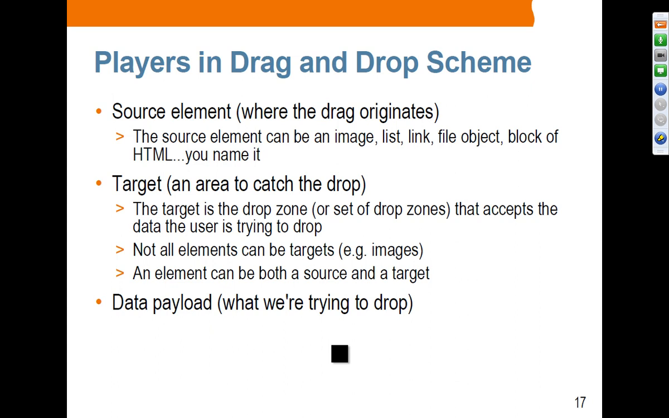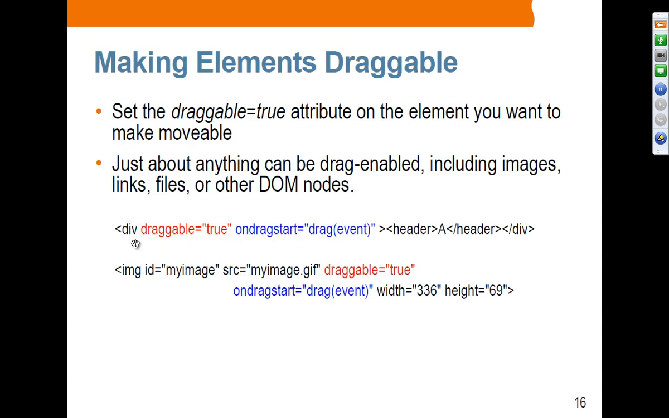So in the drag and drop scheme, there are a few players. Of course, there is a source element where the drag originates. That's basically what you are actually dragging. The source element can be an image, list, link, file object, block of code, you name it. That's basically what has draggable equal true. So this is the source object.